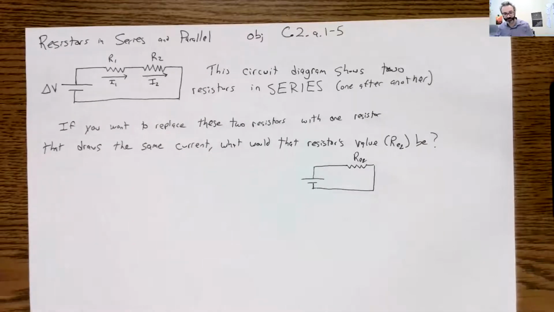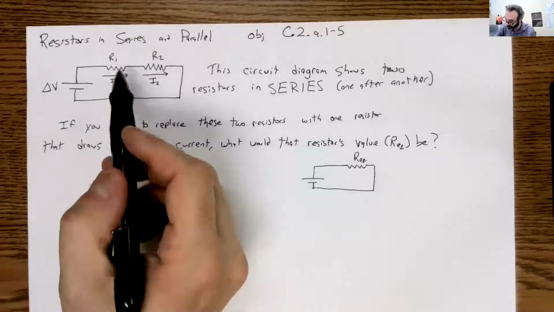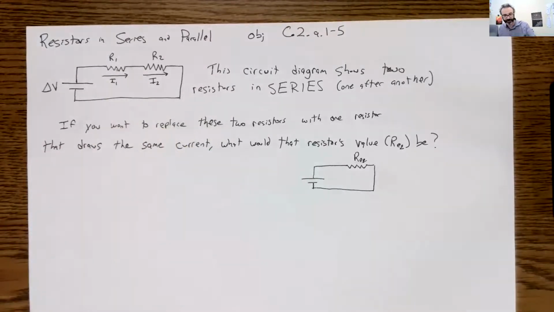Remember, the current is the amount of charge passing through the resistor or passing through any point in the circuit at a given time. They both equal the total current. Oh, well, added together, they equal the total current. Added together, they equal the total current.